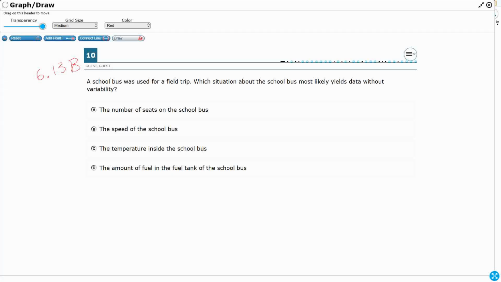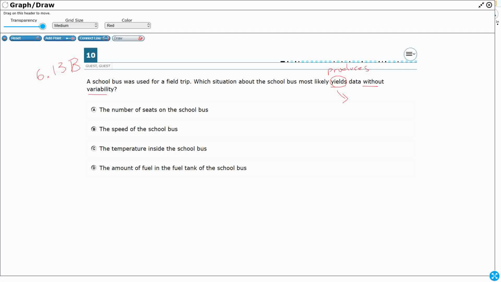A school bus was used for a field trip. Which situation about the school bus most likely yields data without variability? All right, so we've got some big words here. Yields data. Not sure why they chose to use this word. We could have just used produces, because this type of yield is more like when something is being produced or grown, like the yield of a crop or the yield of farmland, not the yield sign that students might be familiar with if they're driving around.